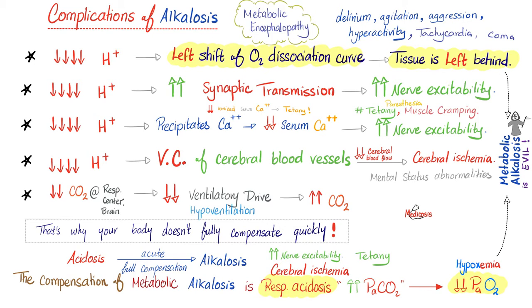Metabolic alkalosis also precipitates calcium, so the ionized calcium in the blood will go down because it's going to somewhere else to precipitate. And calcium and nerve excitability are always opposites. When calcium is low in the blood, nerve excitability is high. That's why alkalosis can trigger a tetanic contraction. Now that's evil. Acidosis dilates your cerebral blood vessels and boosts your cerebral perfusion. Alkalosis does the exact opposite. It causes cerebral ischemia. All of this is evil.